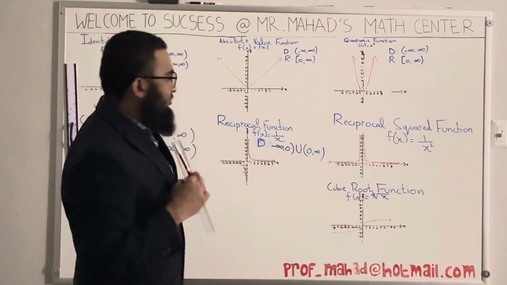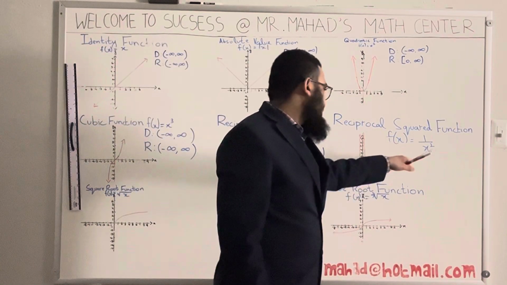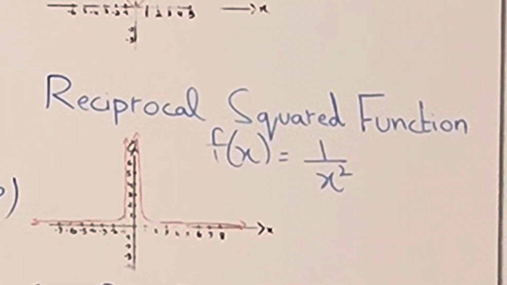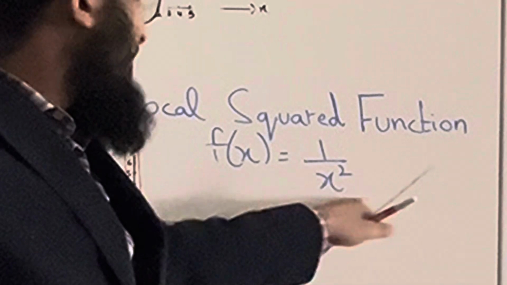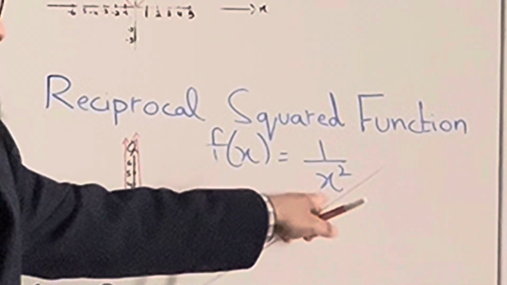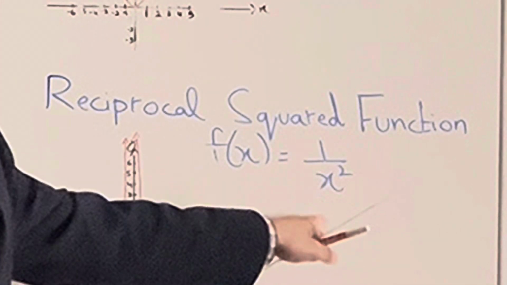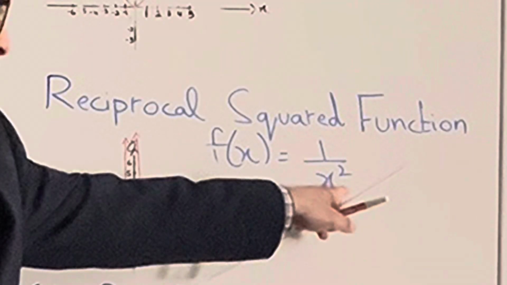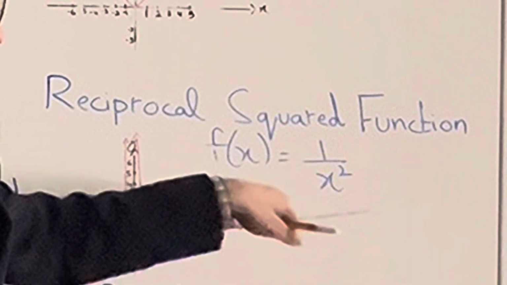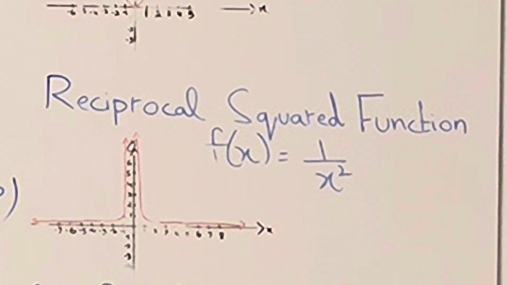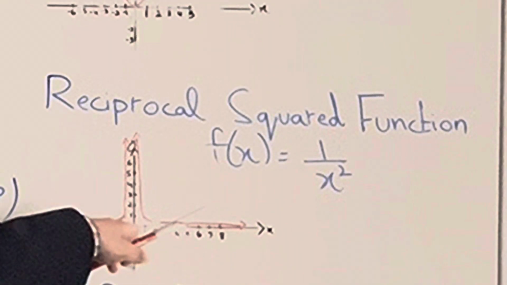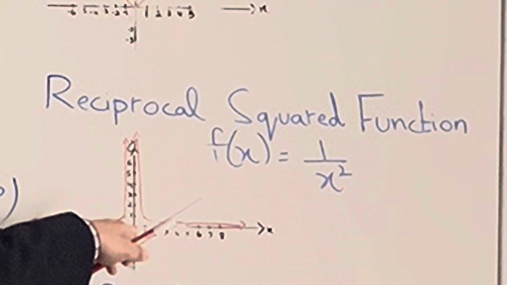Let's move on to the next one, reciprocal squared function. Now, the difference between reciprocal and reciprocal squared function is that any value of x, even if it is negative, will be squared and make this whole thing a positive. Once again, the denominator can never be 0. Hence, you're going to see that the domain does approach 0 but will never be 0.